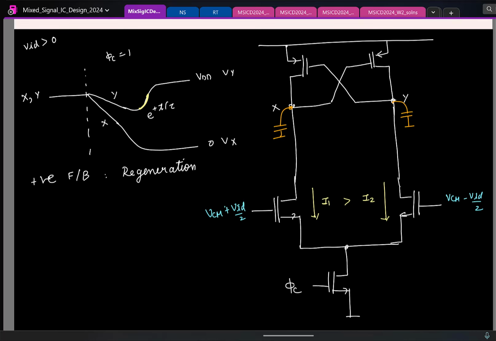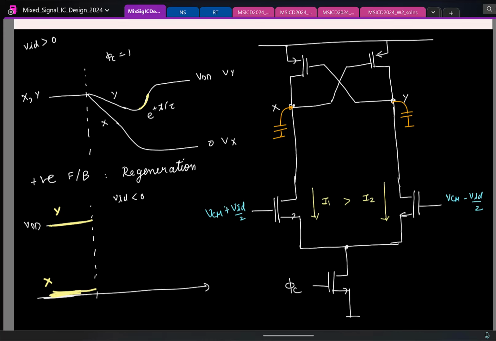So let us say here the comparator has made a decision. I am continuing this time axis here, okay? So let us say after this incident happened, y is at VDD, x is at 0. This is y and x. And let us say I have the next clock cycle happening, and in the next clock cycle, let us say the differential input is less than 0.